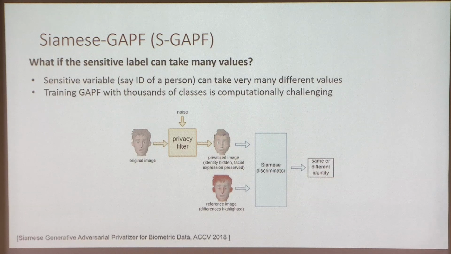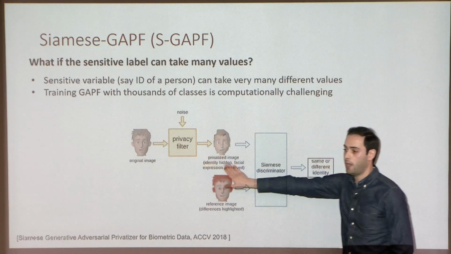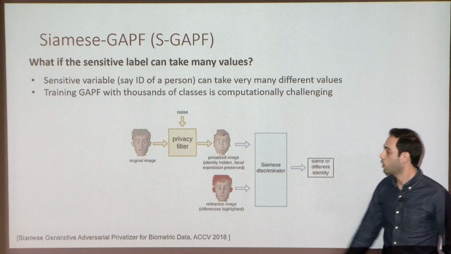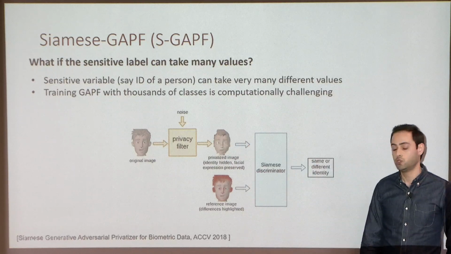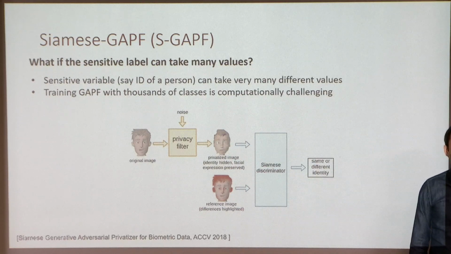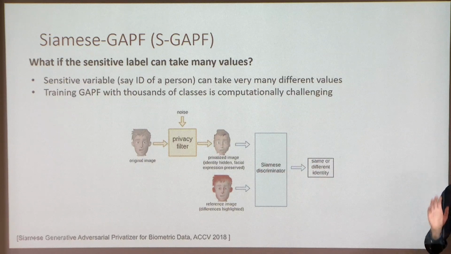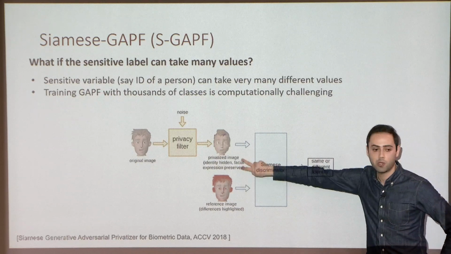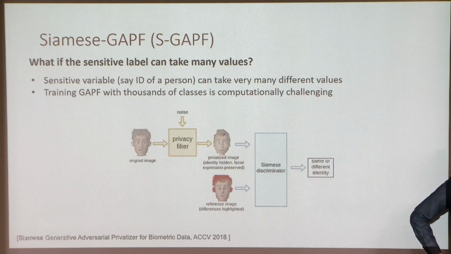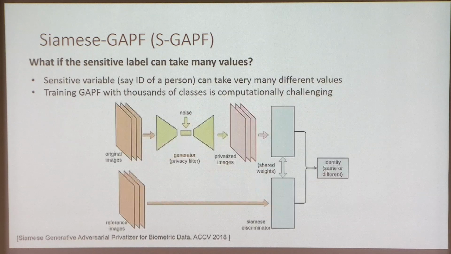Again, we're going to use a filter to edit the data. And then we're going to compare the data to a reference point. Our discriminator in this case, we're calling it the Siamese discriminator. I'll explain in a bit what it is. It's just going to compare these two things and give you a similarity metric between them. So let me be a bit more specific.